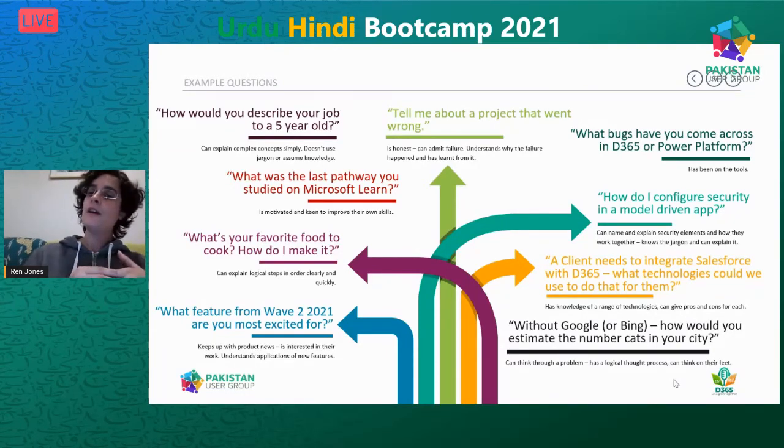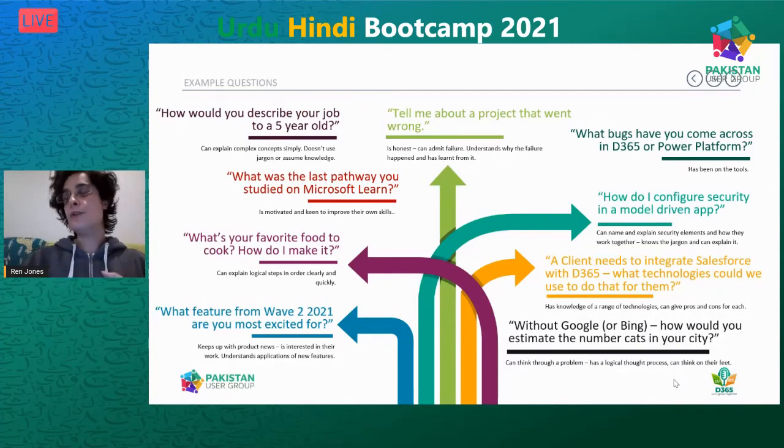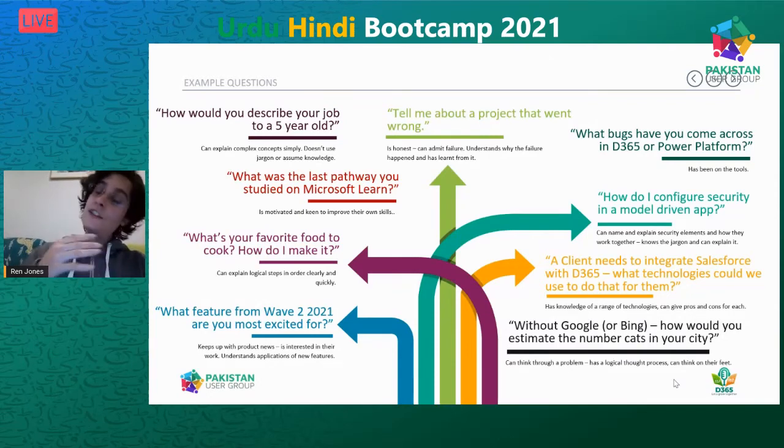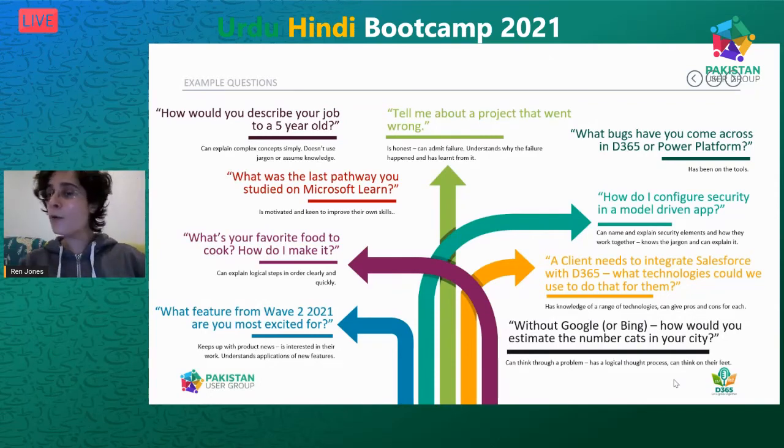Okay, so another technical one. What bugs have you come across in Dynamics or Power Platform? So this proves that someone's actually been configuring and been playing around with things. We've all found bugs, and it's interesting not only to learn how somebody found it, but what they did to get around it. So did they just raise a ticket and communicate with Microsoft, or did they come up with a creative solution to get around it and use something else?